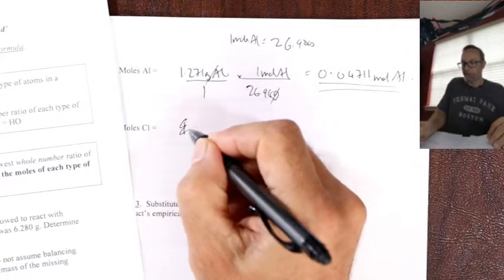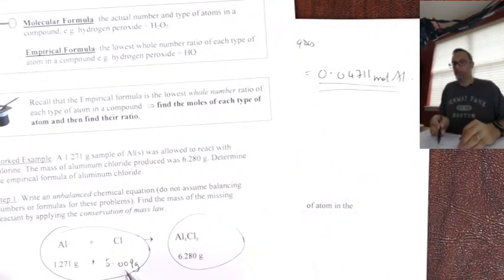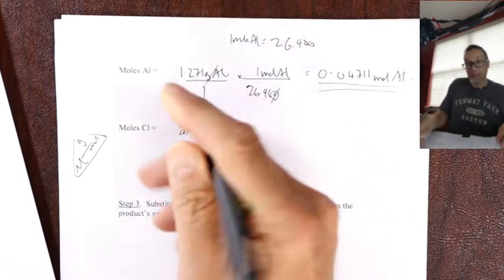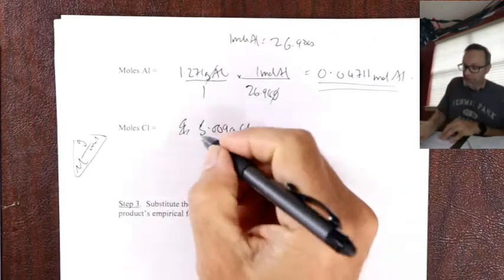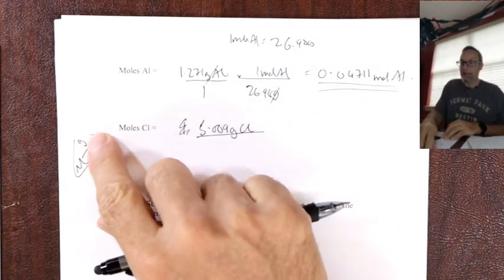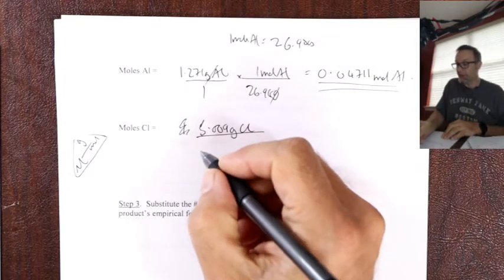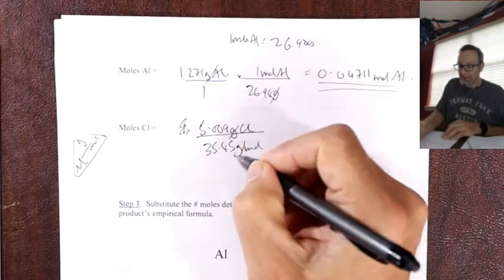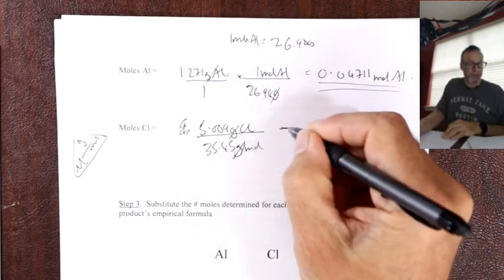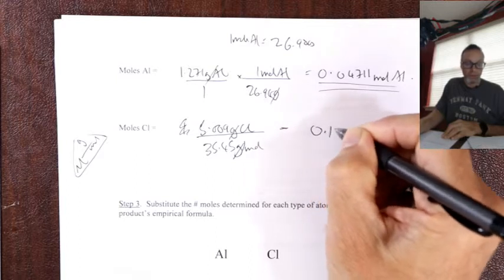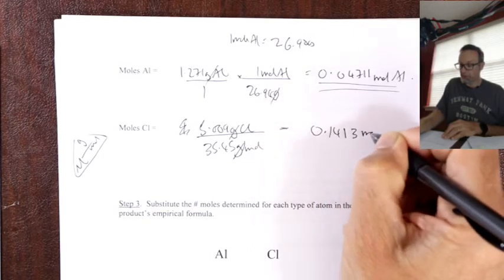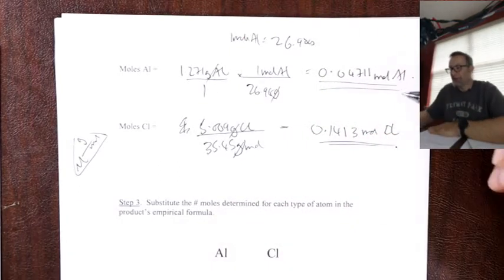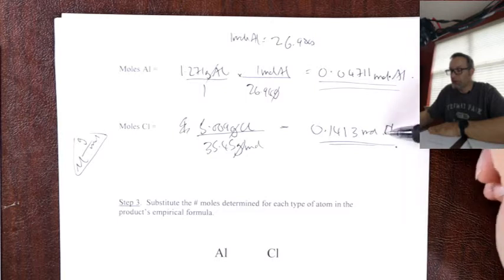Careful, all right, different number. So for chlorine, 5.009 grams of Cl. Now you can do it in the regular way like I taught you, right? But if you just divide that by molecular weight, put the units in, molecular weight of chlorine, 35.45 grams per mole. Look at those units, they cancel. 1 over moles is moles, right? Hopefully you get 0.1413 moles of chlorine.